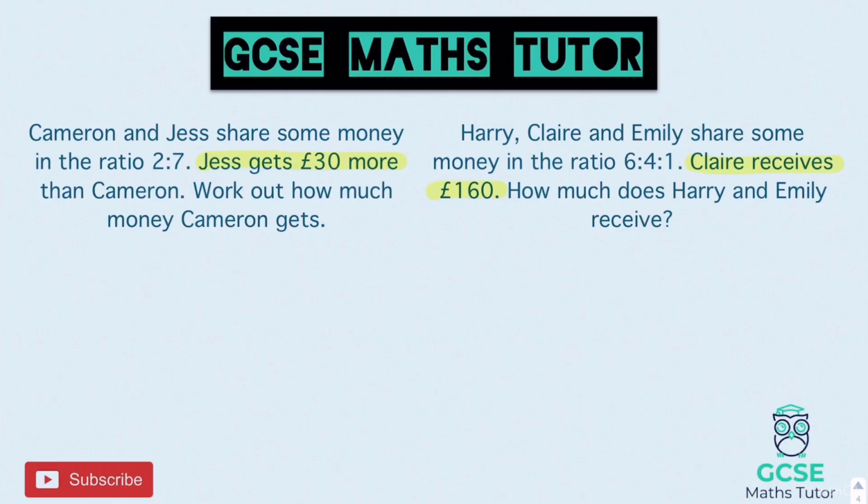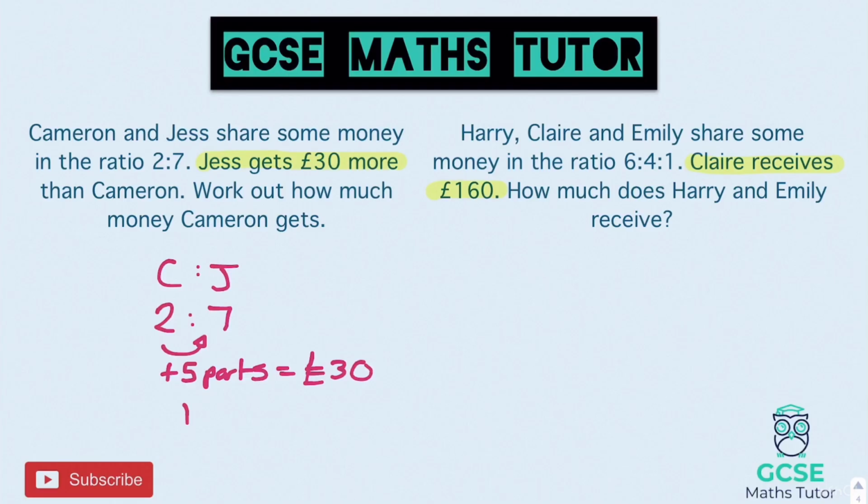Okay, so this first one, we've got Cameron and we've got Jess, and they're sharing some money in the ratio 2:7. Now it says Jess gets £30 more. While looking at that, Jess gets 5 extra parts, so those 5 parts equals 30 quid. There we go. So we can divide that by 5 and we get 1 part, and 1 part is going to equal 6, so each part is worth 6 quid.